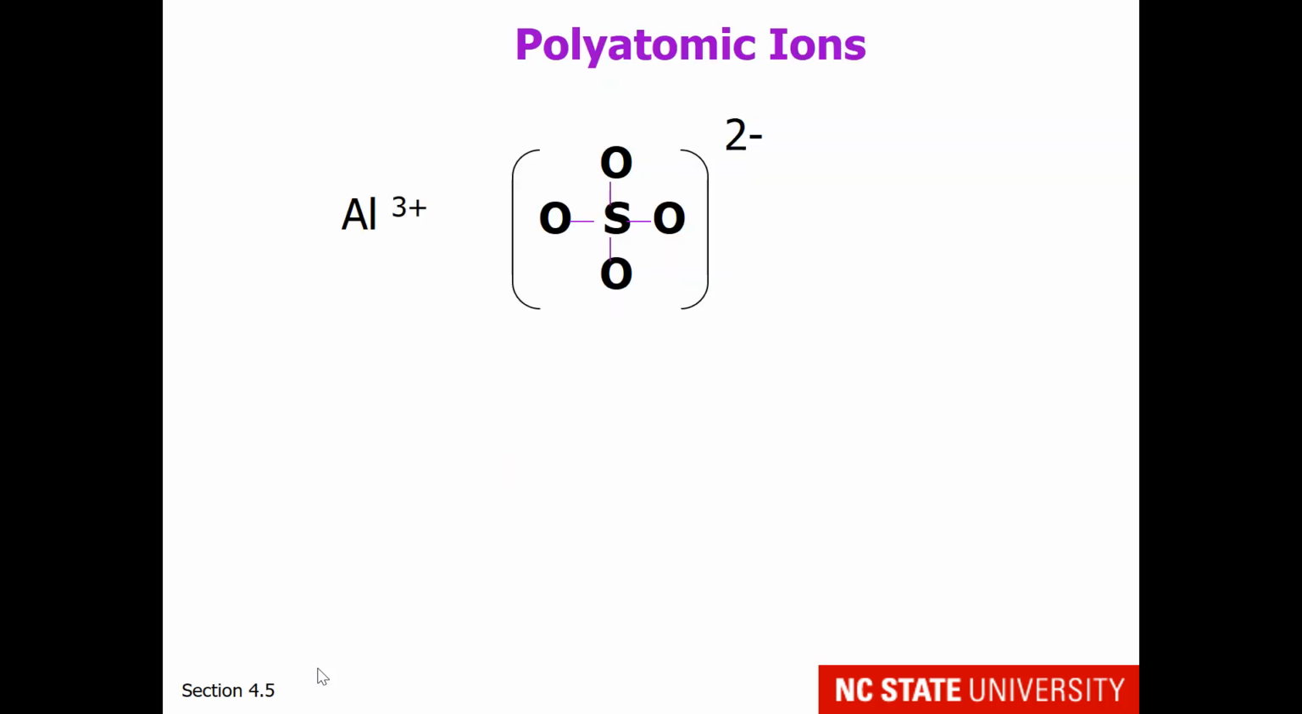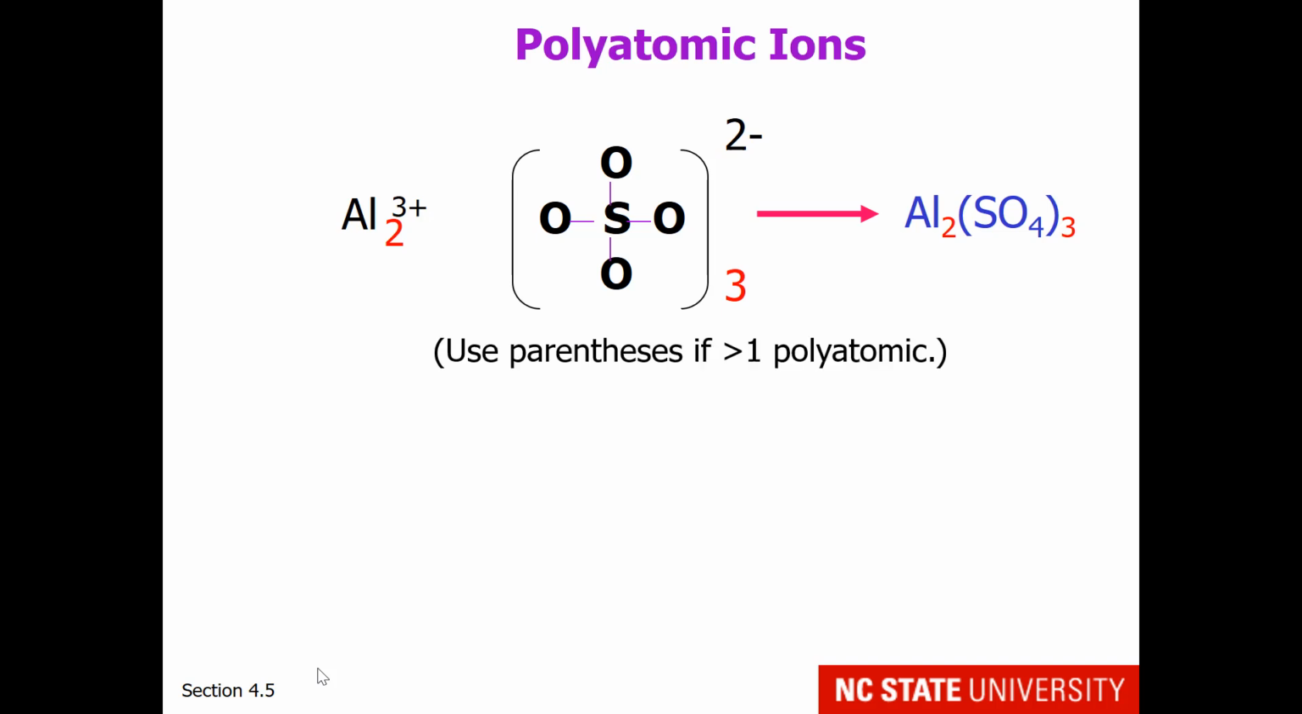A word about making neutral ionic compounds using polyatomic ions. You may treat the sulfate ion as just a big cluster of atoms with a net charge of 2-. So if we wanted to make a neutral ionic compound between aluminium 3+ and sulfate 2-, we would just crisscross the charges: Al2(SO4)3. You should use parentheses in an ionic compound if you have more than one polyatomic ion.